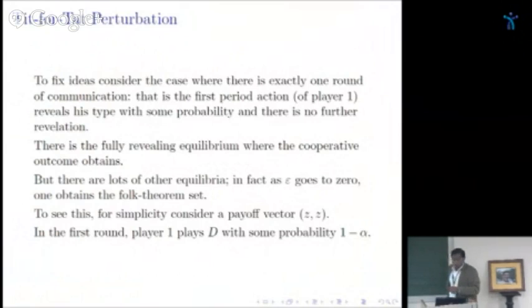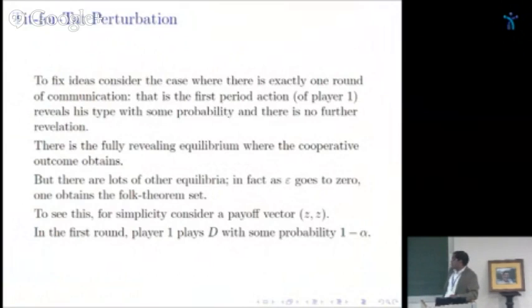And just to fix ideas, like in Francois's talk, I'm going to think about one round of communication. Look at equilibria that have the feature that there is one round of communication and then no communication beyond that. What does that mean? That means in the first period, the rational type of player one, I mean the tit-for-tat type is just an automaton, but the rational or strategic type could possibly communicate to player two in the first period that he's rational or not. And then beyond that, there is no further revelation. Okay? I just want to focus on equilibria of this type.